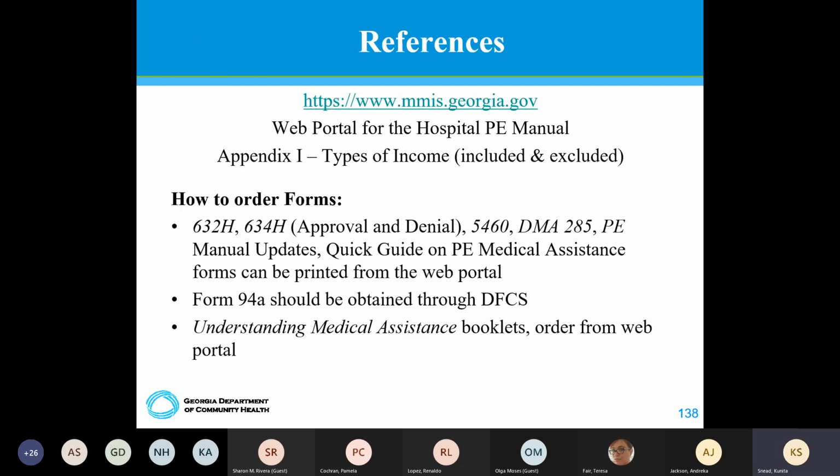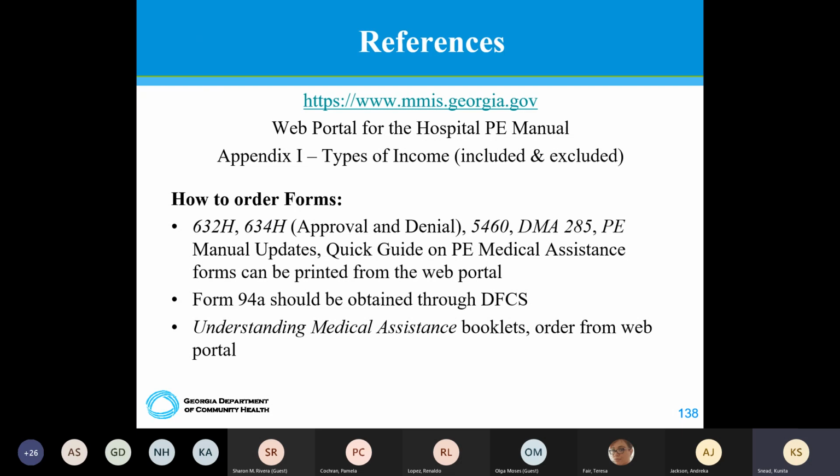Remember, this is the web portal's web address. So this is where you're going to log in to enter your PE applications. This is where you're going to get some of your forms if you need them. This is also where you can order your medical assistance booklet by downloading the DMA 292 form, completing it, and sending it to Gainwell. This is also where the hospital PE manual update policy manual is housed.